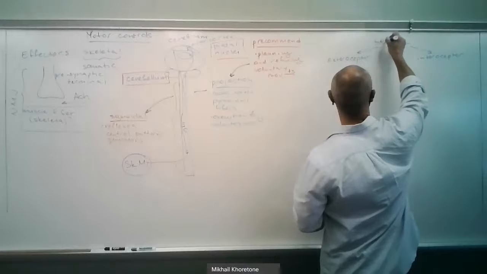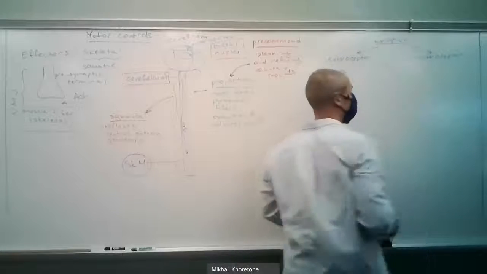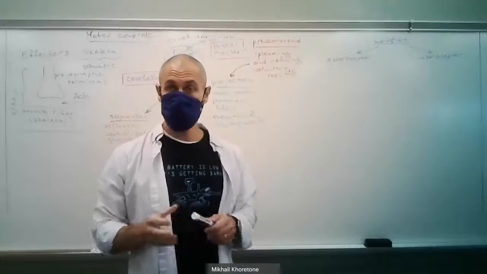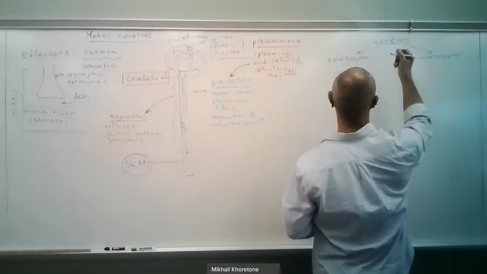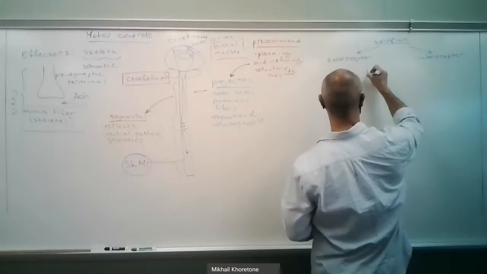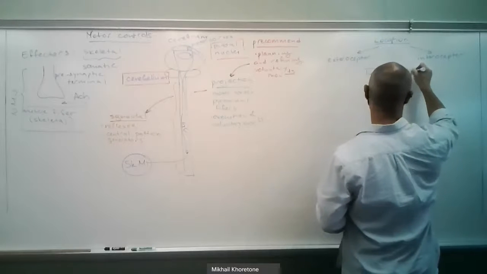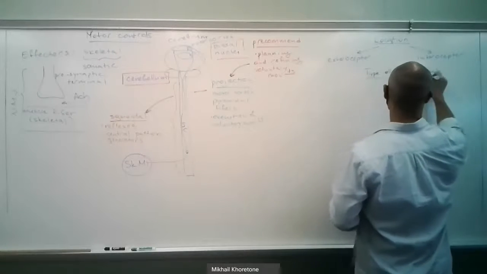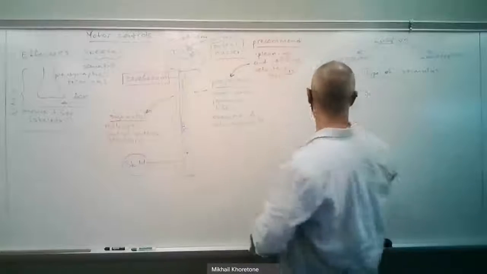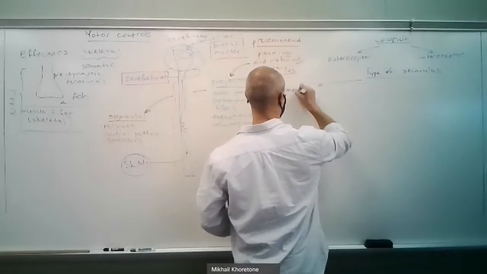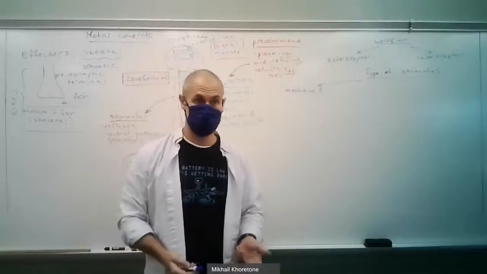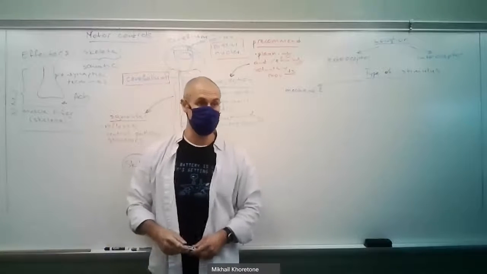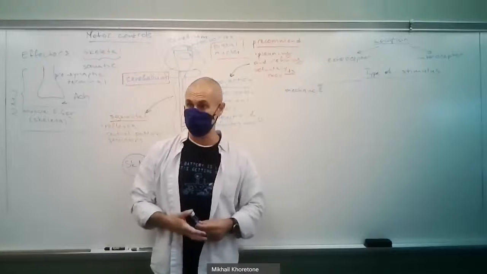So let's actually do location. Okay. Next classification: let's do type of stimulus. So we're going to start with three main categories. Mechanoreceptors, okay, that should be more or less understandable. Receptors that sense some kind of mechanical stimulus: pressure, vibration, touch, stuff like that.